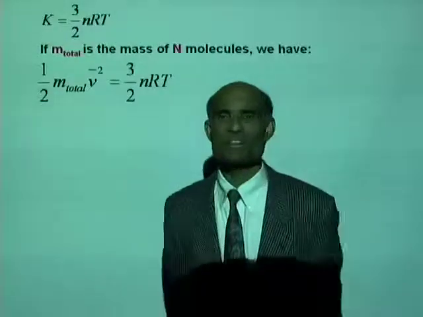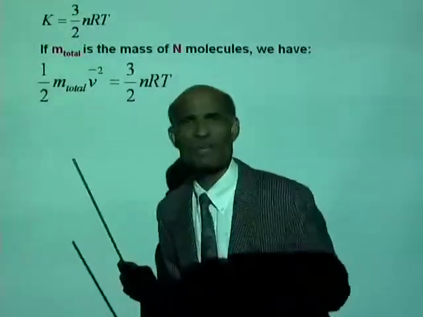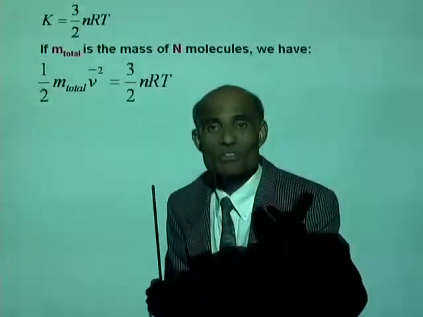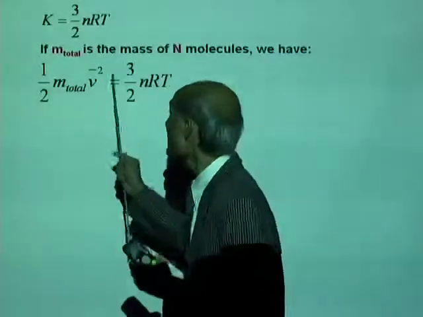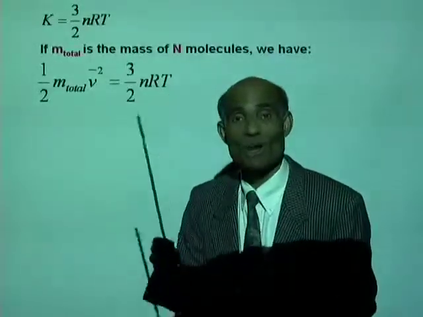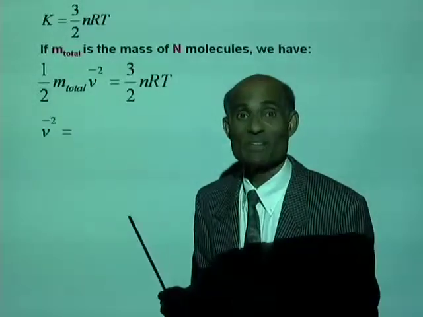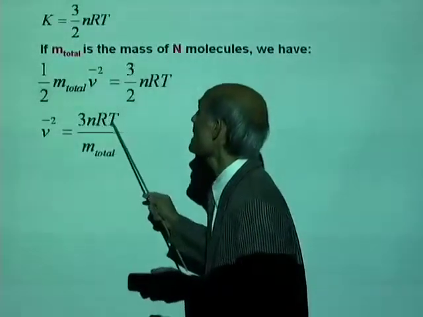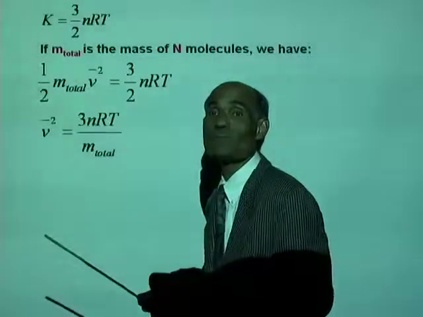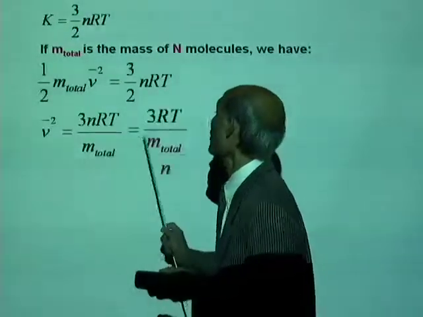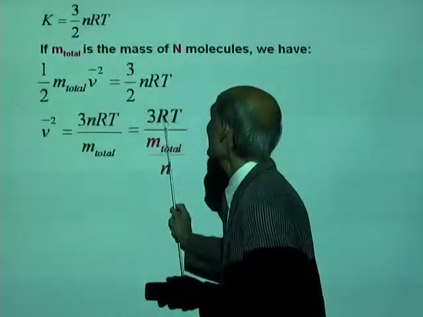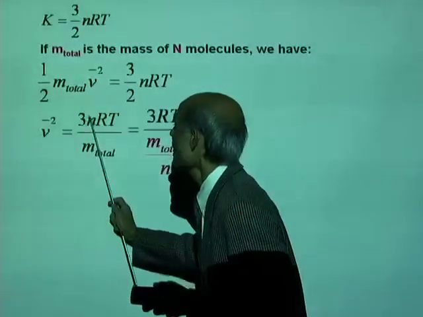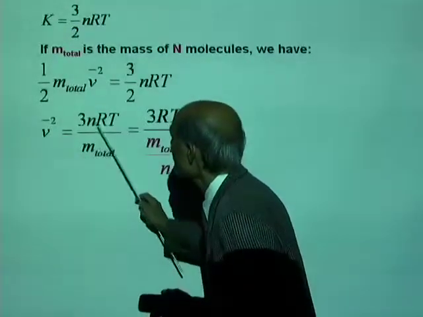Now, look at this. I consider this as a beautiful equation. It is going to lead us to the average velocity of a molecule. We can now measure the average velocity of a molecule. Isn't that beautiful? Yes. We get V bar squared equal to 3 nRT over M total, or that will be 3 RT over, what I did is, this n, I divided this by that n.